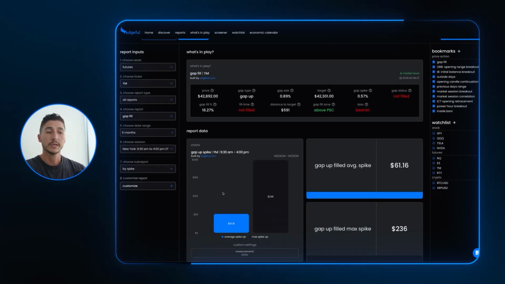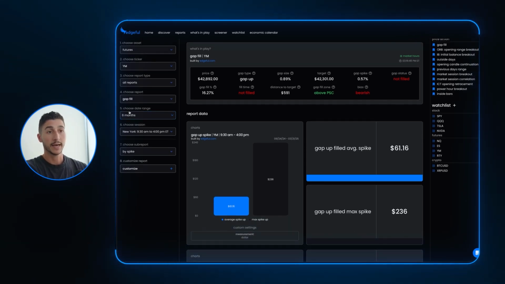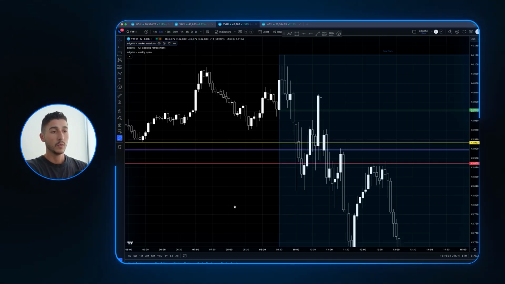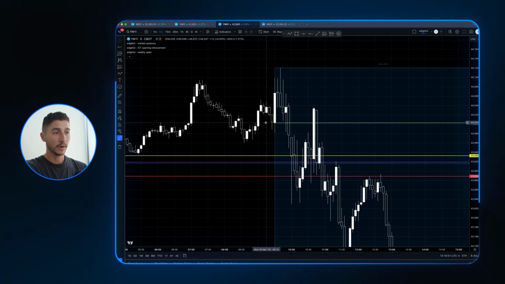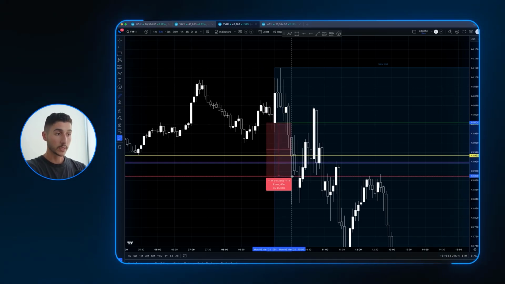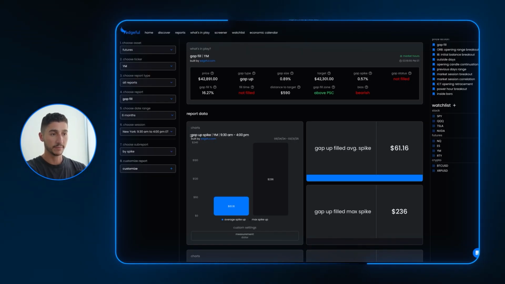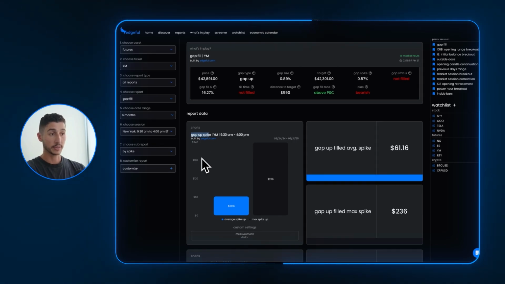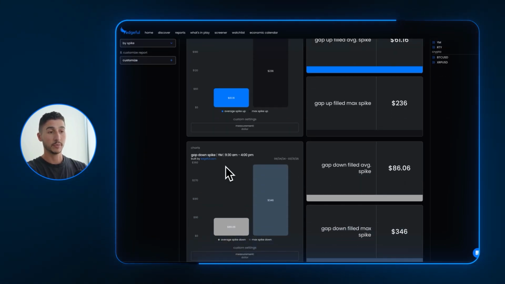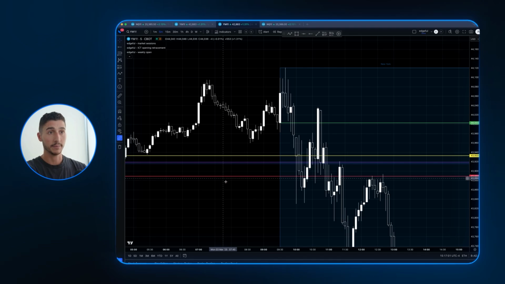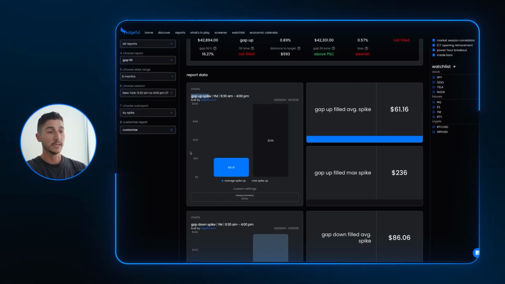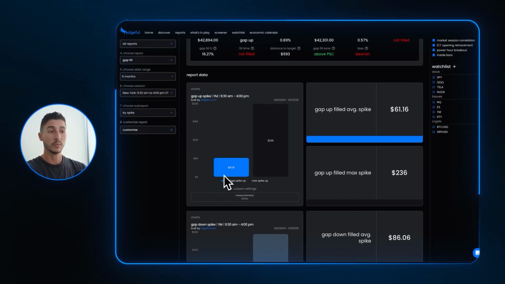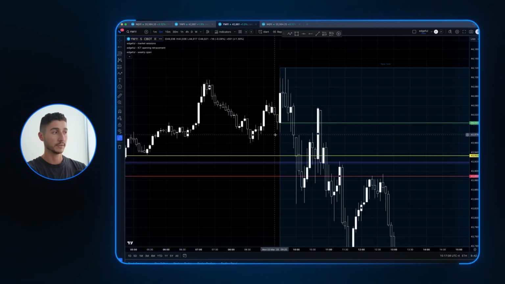And what this is looking at is, in the last 6 months, what is the average move up before coming down to fill the gap? So right here we have the gap up. So these are all the gaps up that have filled. And then down here we have all the gaps down on YM. So what you can see is that the average gap up is 61 points specifically.